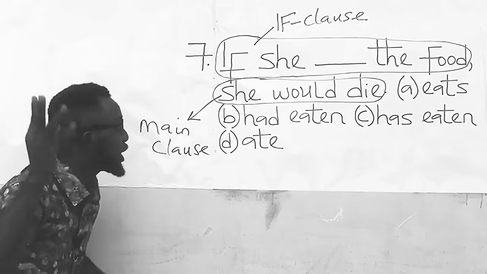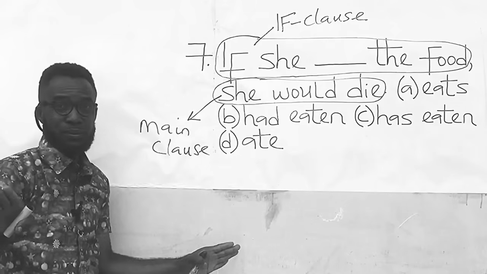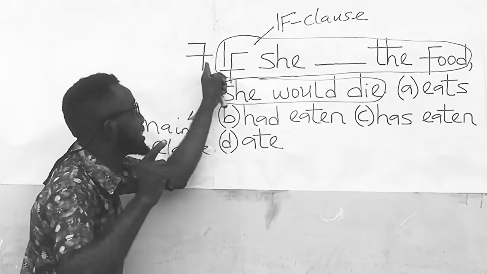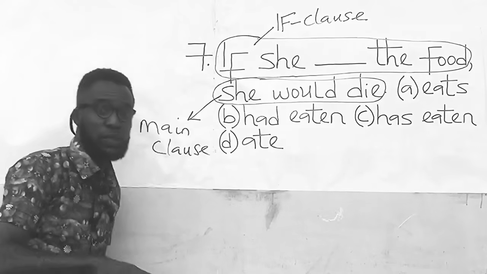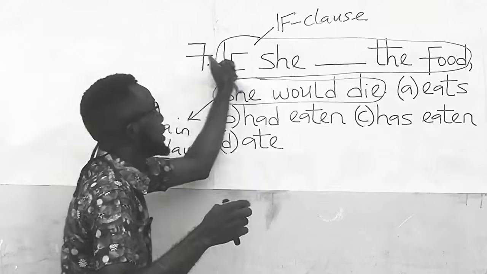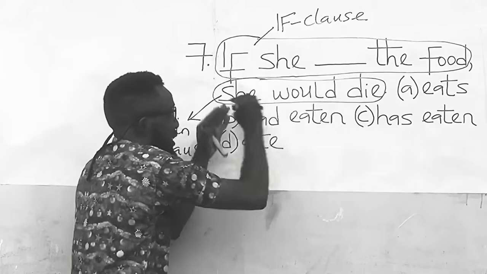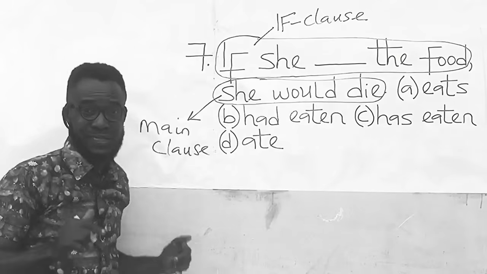You will find out that the main clause is completed. They want us to complete the if clause. That is why it is the if clause that carries the gap for us to complete. Let us look at the main clause that is completed. Let us get the main clause that is completed analyzed.